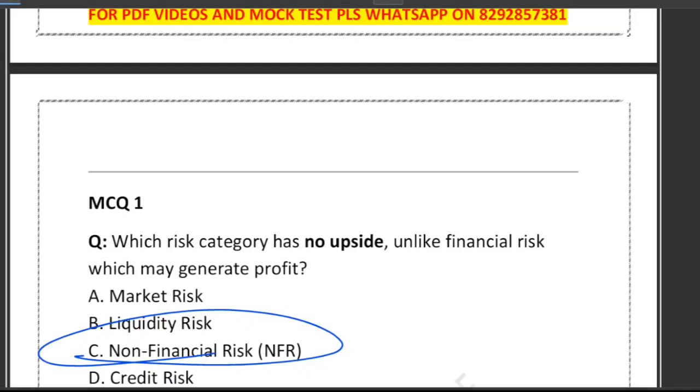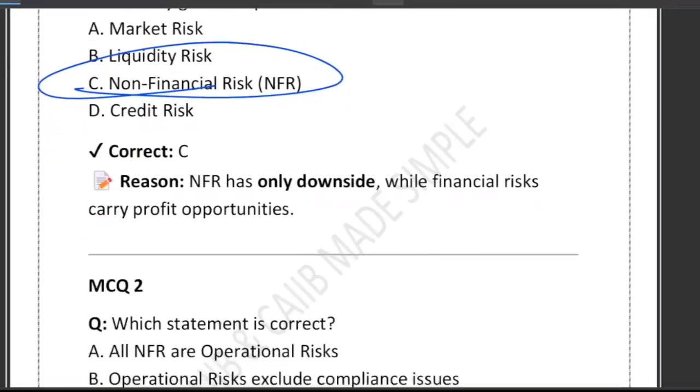For example, suppose there is a bank, and the staff misconduct leads to a penalty from RBI. So is there any gain for the bank? The bank has to pay the penalty only. There is no possibility of gaining anything from that risk. So that's why it has no upside potential. It has only downside potential. NFR we are talking about.